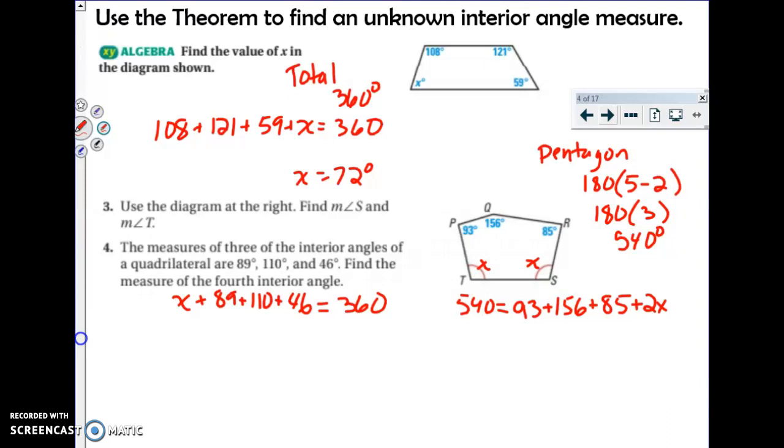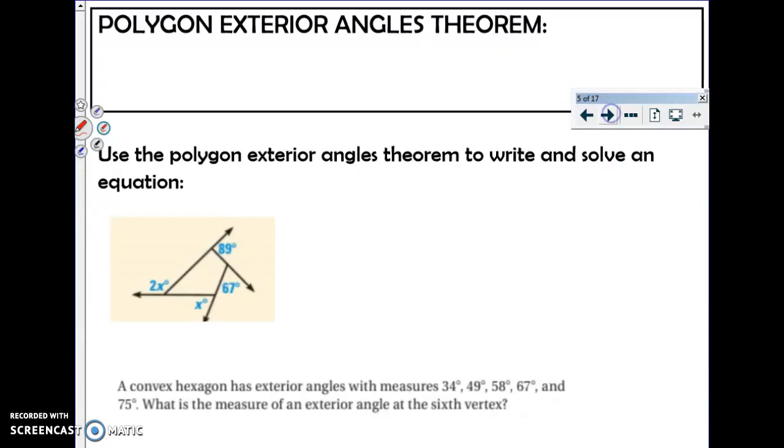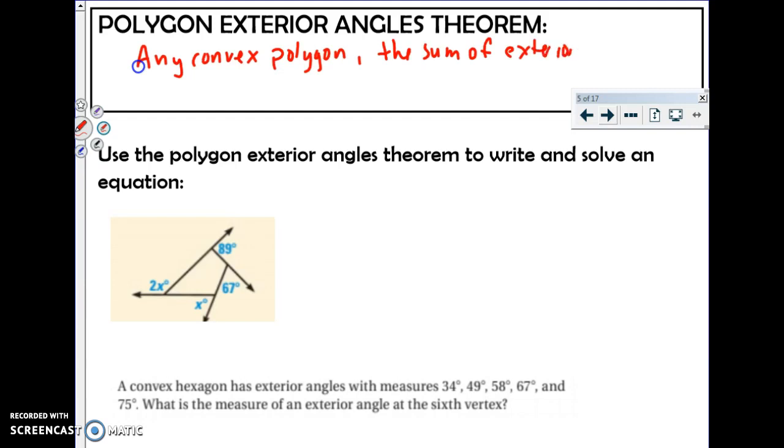Okay, so we've been able to practice using the polygon angle sum theorem with a couple examples. Now we're going to move on to the polygon exterior angles theorem. Now this one is way easy to remember because there's no formula involved. It actually turns out that no matter the size, anytime you have a convex polygon, the sum of exterior angles equals 360 degrees. Crazy, huh?